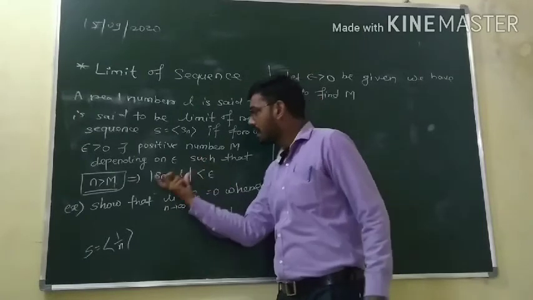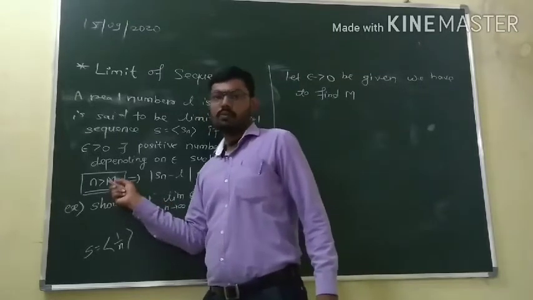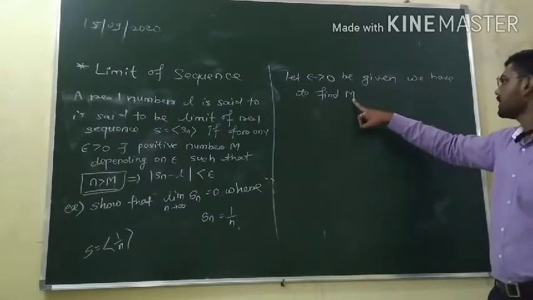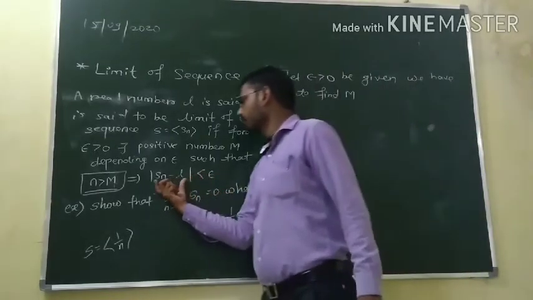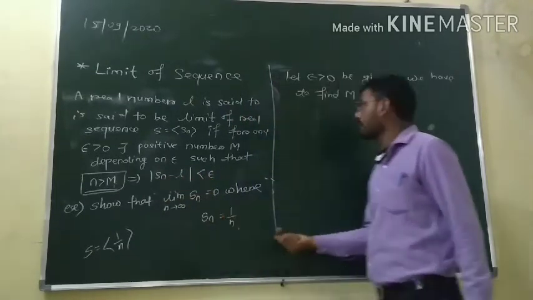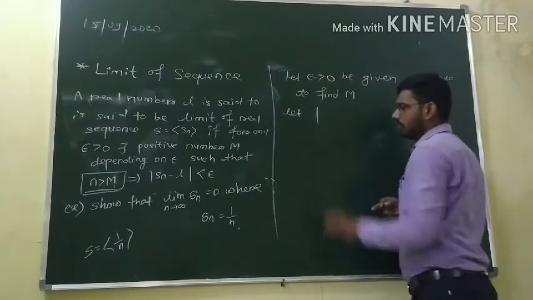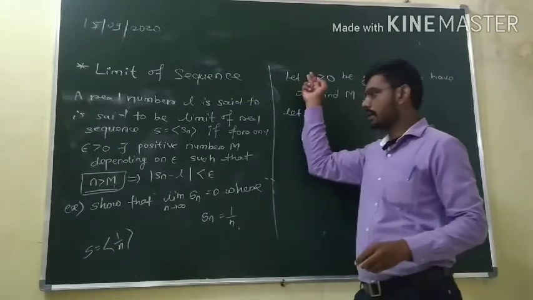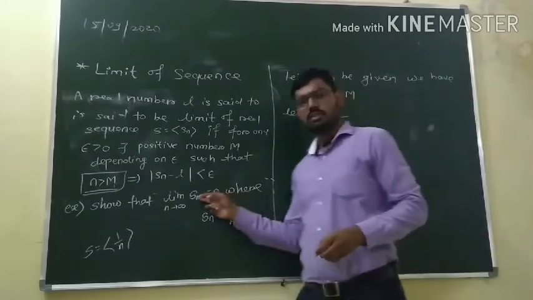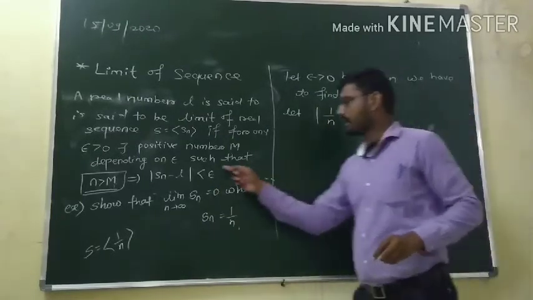We have to find m such that whenever n is greater than m, this difference is less than epsilon. So directly take the difference, assume it is less than epsilon, and then we get the value of m. If we get the value of m, we are done. So suppose the difference between Sn and the limit is less than epsilon. Here Sn is 1 by n. So let epsilon greater than 0 be any positive number, and Sn is 1 by n minus the limit. We have to prove the limit is 0, so take the limit 0. Suppose this is less than epsilon.